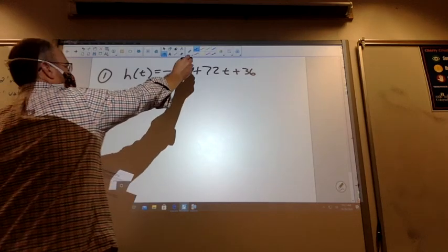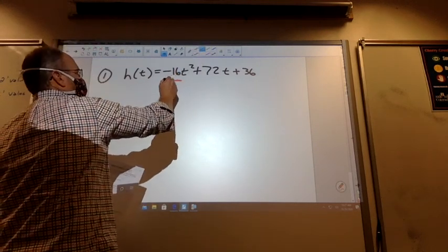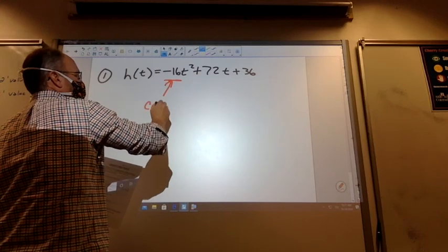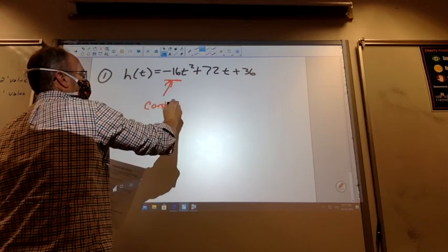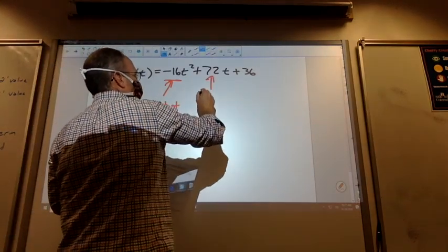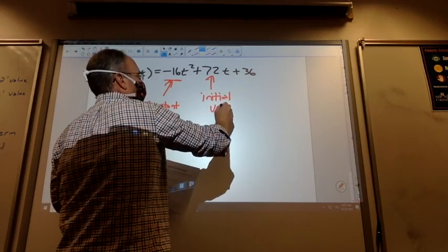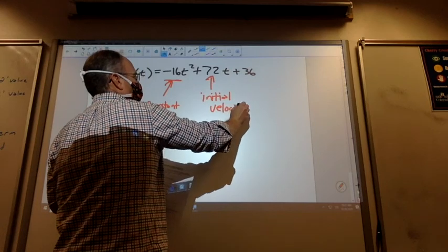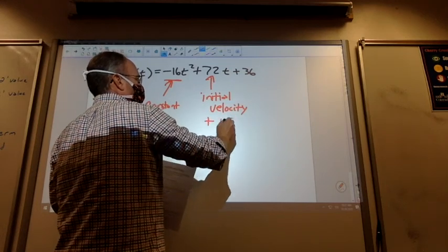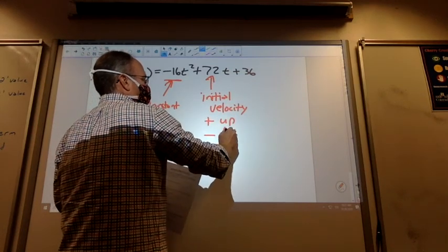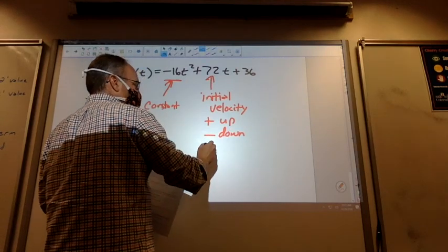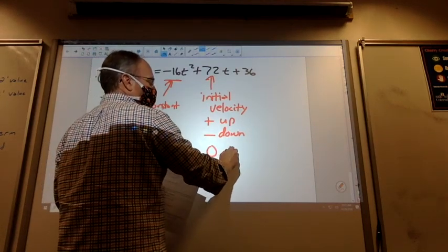Basically, a few things that you should know. This is just kind of a constant that takes place. This would be initial velocity. So if it was positive, that was up. If it was negative, it would be down. If it was zero, that means it just falls off something.